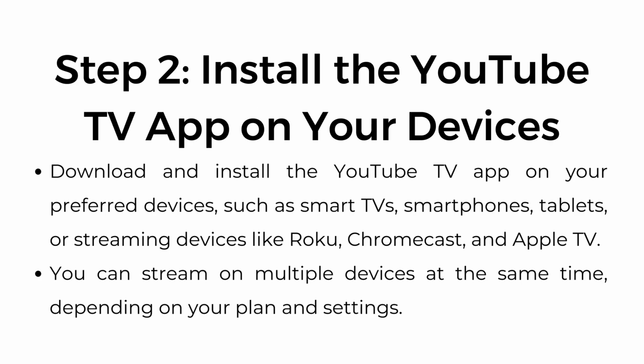games. Step number 2, install the YouTube TV app on your device. Download and install the YouTube TV app on your preferred device, such as a smart TV, smartphone, tablet, or streaming devices like Roku, Chromecast, and Apple TV. You can stream on multiple devices at the same time, depending on your plan and settings.